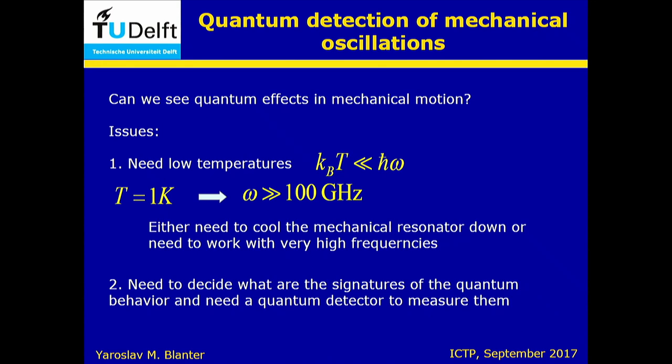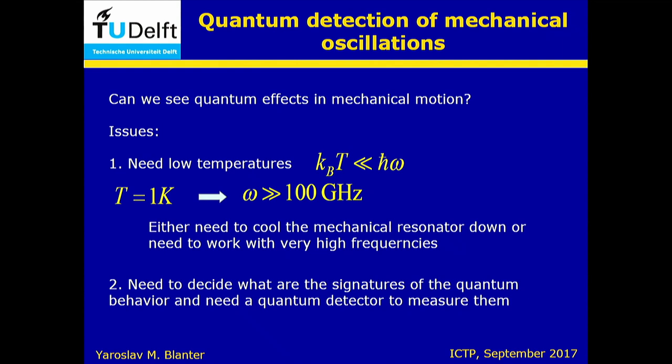Now, I will actually not be talking about quantum states. I will talk about them a little bit in my lecture on Thursday. But the first point is not really to talk about quantum states, but about whether we can at all make a mechanical resonator quantum. And here there are two obvious problems. One obvious problem is that if we want the mechanical resonator to operate in the quantum regime, we need to make sure that the frequency of the mode is much bigger than k_B T.